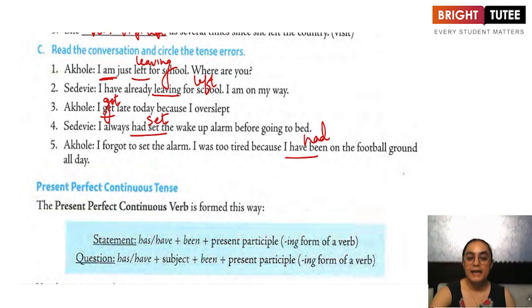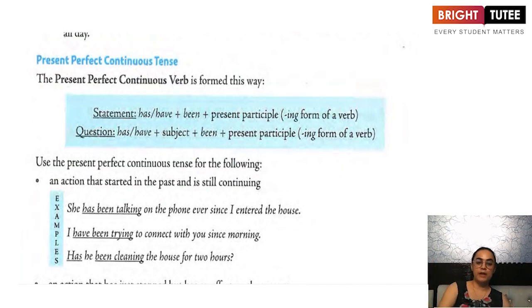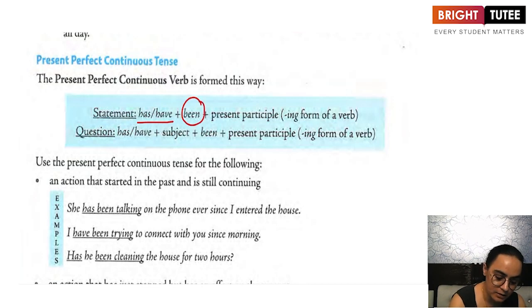Okay. Next, let us talk about the present perfect continuous tense. What we read so far was the present perfect tense. Now we are going to discuss the present perfect continuous tense. Now what is the sentence structure of this tense? Subject plus has or have plus been and the ing form of the verb.